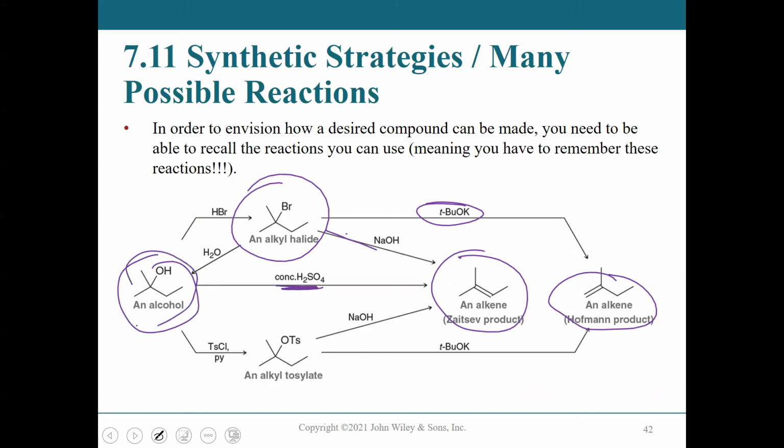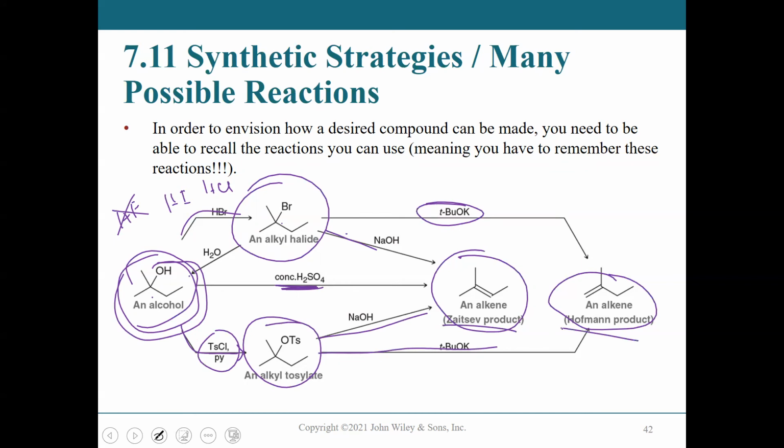If you want to produce an alcohol from an alkyl halide, you can use water. If you want to go from alcohol to alkyl halide, you can use HBr. You can also use HI if you want an iodide, and HCl if you want a chloride, but you cannot use HF. Don't use HF because fluorides are complicated. If you want an alcohol to become a good leaving group, then you add tosyl chloride in pyridine to get a tosylate. Tosylates are also good leaving groups, with which you can use sodium hydroxide and butoxide if you want to do Zaitsev and Hofmann.